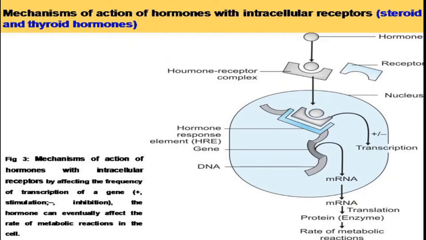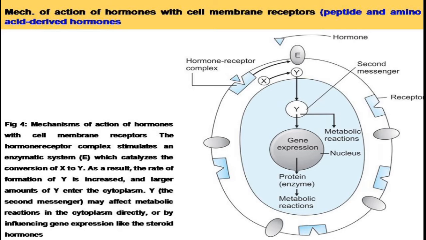Next is mechanism of action of hormones with cell membrane receptors. The peptide and amino acid derivative hormones, except thyroid hormones, have receptors located on the cell membrane of the target cells. In this, the hormone receptor complex stimulates an enzymatic reaction in the cell membrane. As a result, a substance called a second messenger is produced. The second messenger enters the cell and influences the function of the target cell in a specific way.